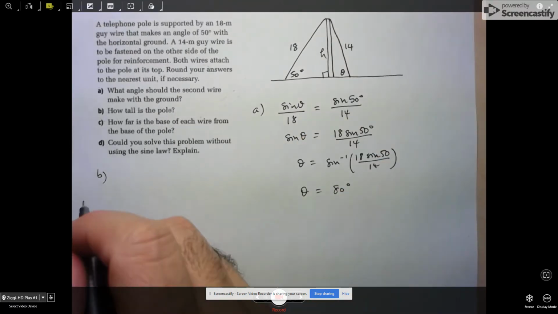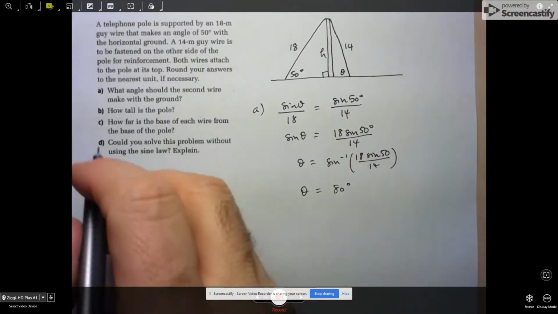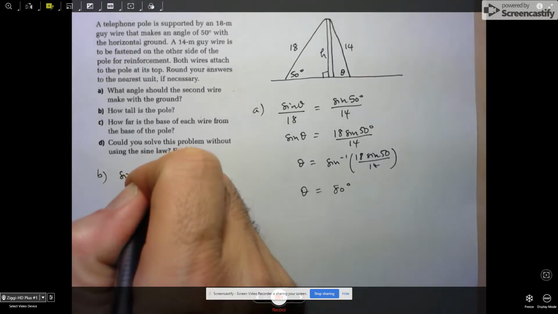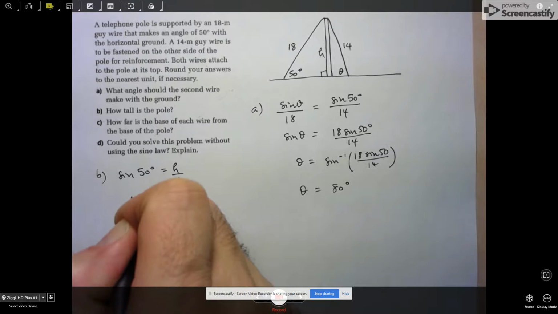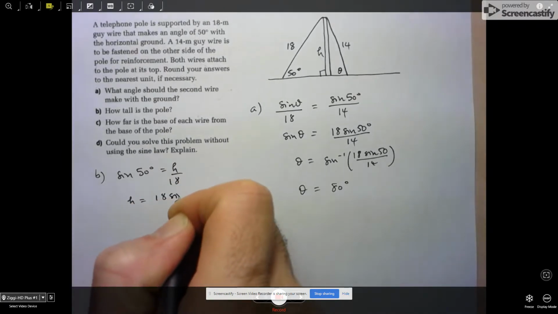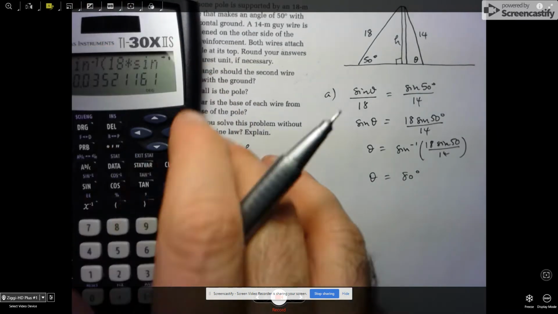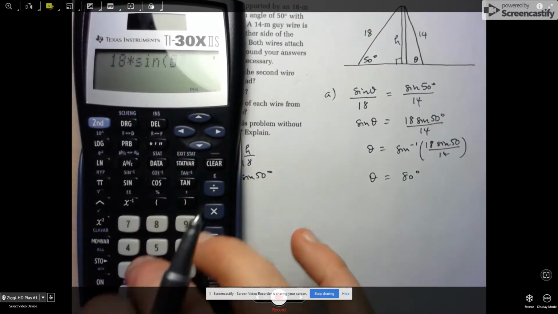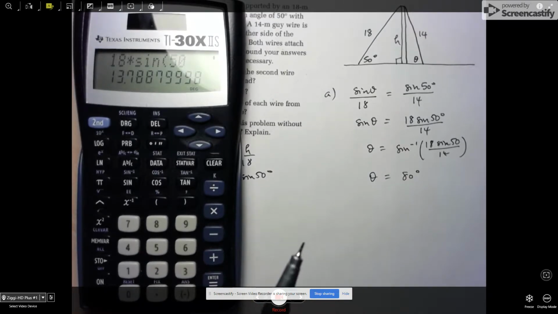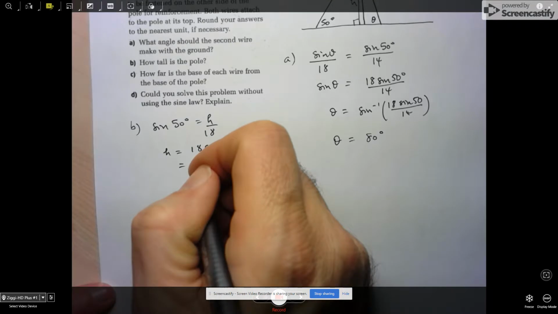We'll call this H. And since I'm looking for the opposite side and I know the hypotenuse side, I'm going to use sine. So sine of 50 degrees is equal to H over 18. And so H is just equal to 18 sine 50. And that's equal to, okay, 18 times sine of 50 gives me 13.79. We'll say 13.8.